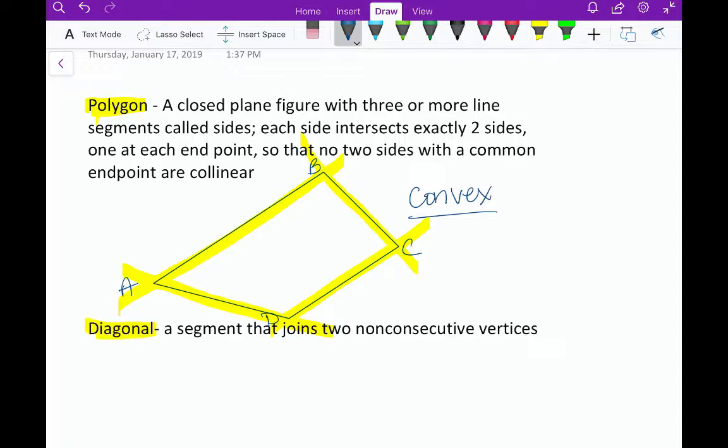If I were to draw a polygon like this, then when I highlight the sides, like this side here, if I extend that highlighter out, you see how that highlighter goes through the polygon? That means that that polygon is concave. So you need to know the difference between convex and concave.